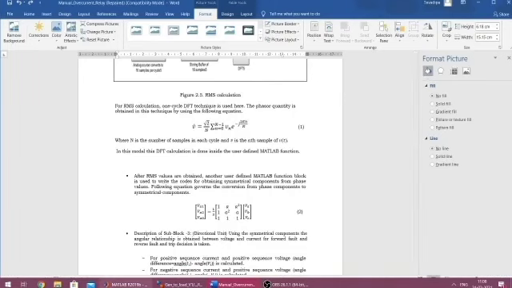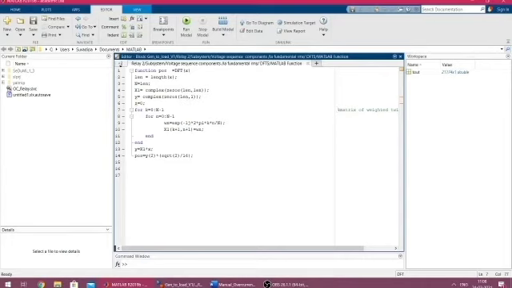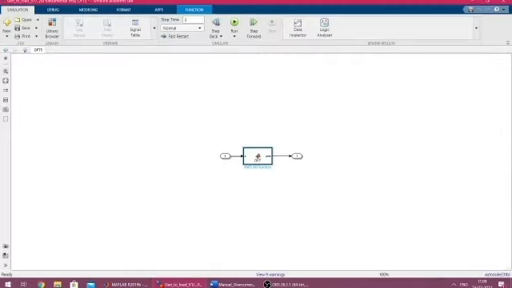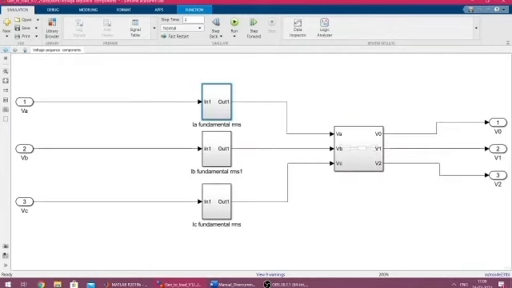This we have coded here, and finally we have multiplied the multiplying factor root 2 upon n. Here n is the number of samples per cycle. Here it is 16, so the square root 2 upon 16 we have multiplied to get the final RMS value. This we have to repeat for individual phases, that is the same RMS calculation has to be done for VA, VB and VC.